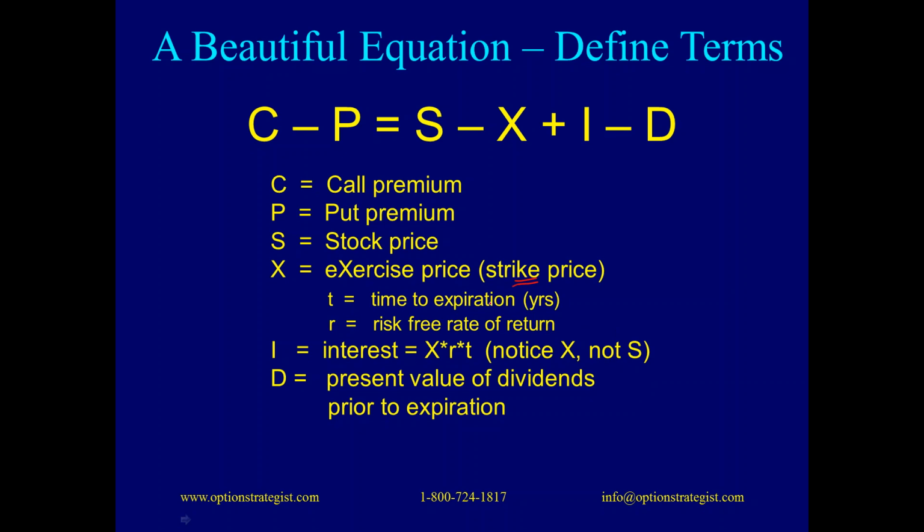Anyway, so we have this I term now, and I is equal to interest, and we're going to define it, or derive it actually, you'll see later on, as XRT. And a question that comes up all the time is, why are you using X, the strike price, and not S, the stock price? Well, we'll see that. And D is the present value of dividends that go ex prior to the expiration date of the option that we're looking at.